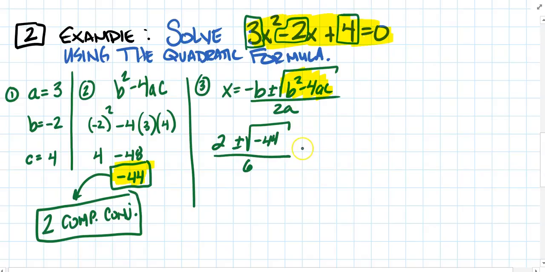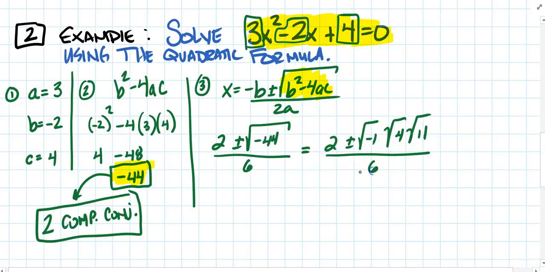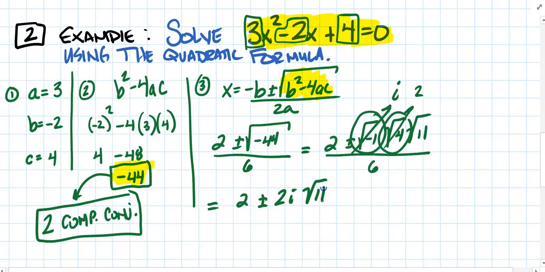And then we just simplify this. This is going to be 2 plus or minus the square root of negative 1 times the square root of 4 times the square root of 11, all divided by 6. The square root of negative 1 gives me i, the imaginary unit. 4 is the largest perfect square I can pull out of 44, and 4 times 11 makes 44. So the square root of negative 1 goes to i, and the square root of 4 goes to 2. So I get 2i square root of 11, all divided by 6.